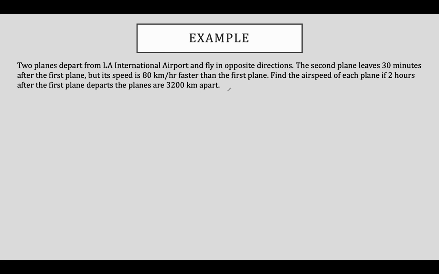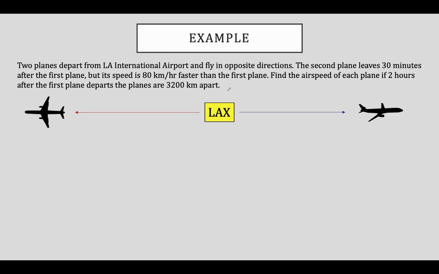Well, with all your word problems, when in doubt, as I always say, draw it out. Begin by drawing a picture. So we have these two airplanes flying in opposite directions. We've got plane one over here flying to the left, plane two over here flying to the right, and they are departing from LAX. Now, 2 hours after the first plane departs, the planes are 3,200 kilometers away from each other. All right, so we know that this total distance is 3,200 kilometers.